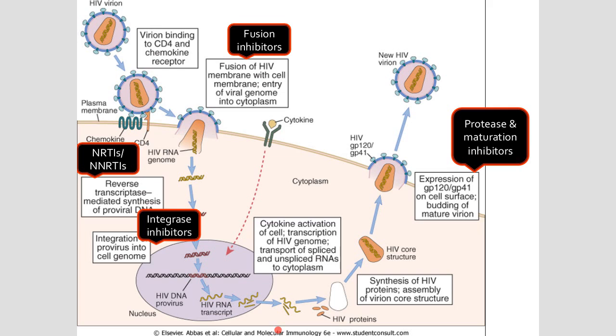Okay. Now, in this case, what happens is that if you don't allow expression of GP120 or GP41, the viruses can never attach. And if they don't attach, they cannot replicate. So that's the reason we're going to use these maturation inhibitors.